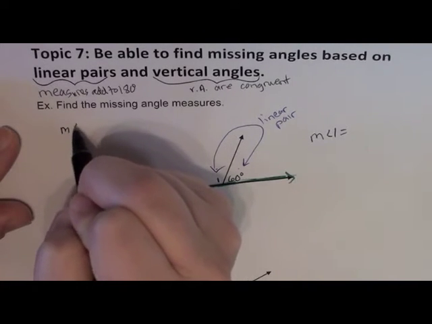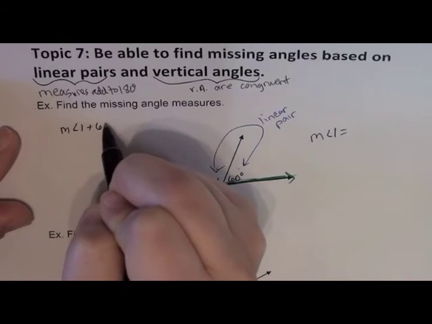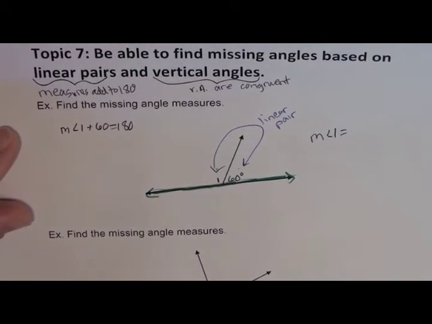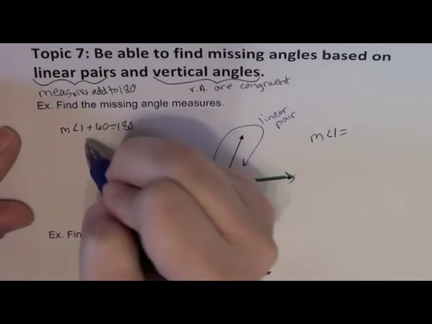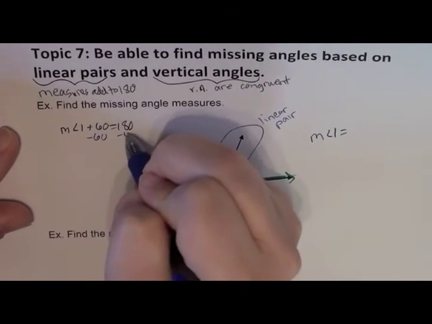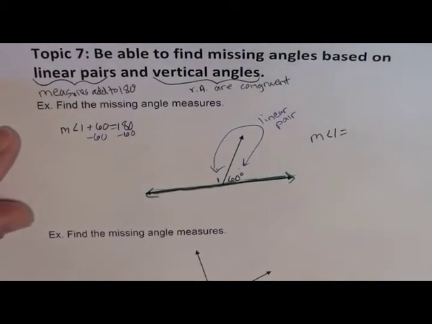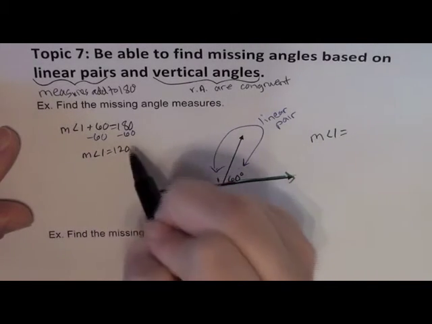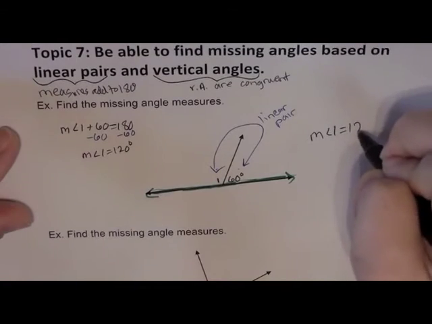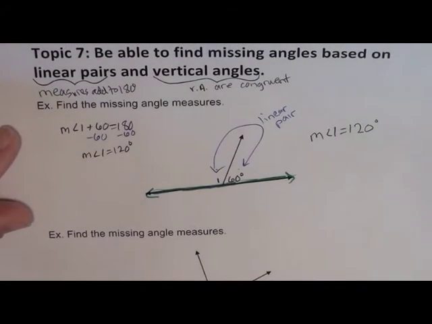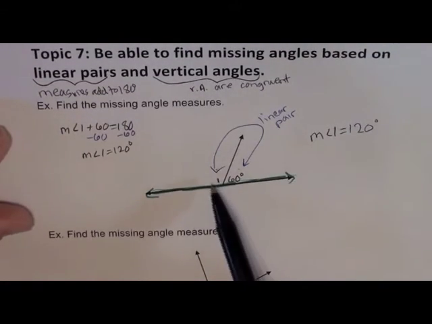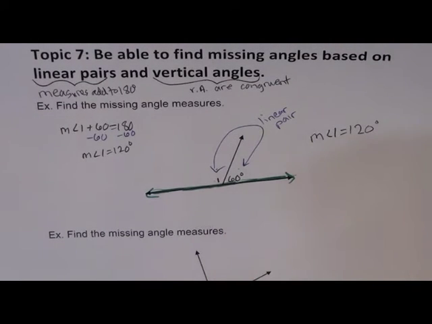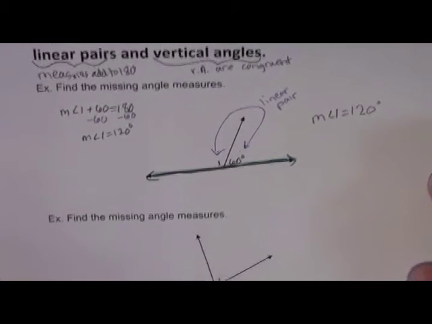So the measure of angle 1 plus the 60 has to equal 180. And here you can solve, subtract 60 from both sides, and you get the measure of angle 1 equals 120 degrees. The measure of angle 1 is 120 degrees because 120 plus 60 is 180, which is what a linear pair needs to add to.